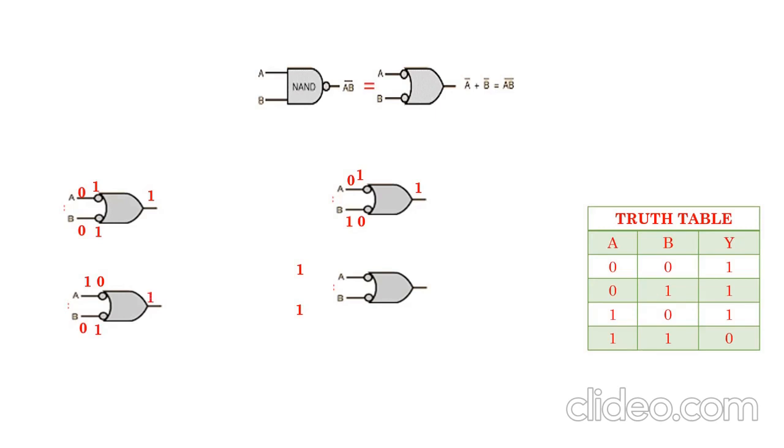Now, when two ones are applied, 1 is applied to A. At the bubbled point, it will appear as 0. Similarly, when 1 is applied to B, at the bubbled point it will again appear as 0. So the OR operation of 0 and 0 will give me an output of 0. So these are the two versions of my NAND gate.